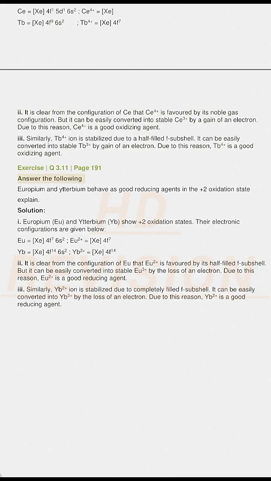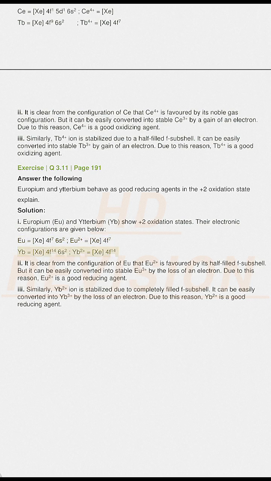Answer the following. Europium and ytterbium behave as good reducing agents in the +2 oxidation state. Explain. Solution. 1. Europium, Eu, and ytterbium, Yb, show +2 oxidation states. Their electronic configurations are given below. Eu = [Xe] 4f7 6s2, Eu2+ = [Xe] 4f7.